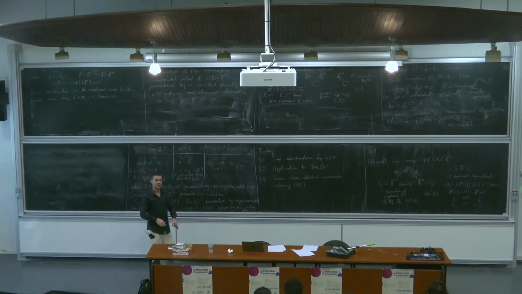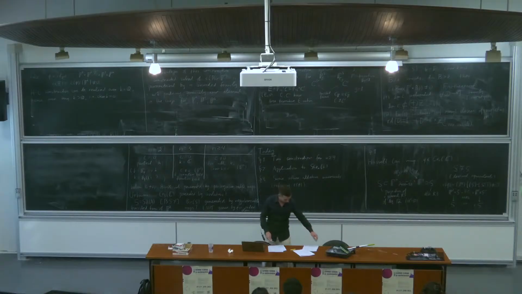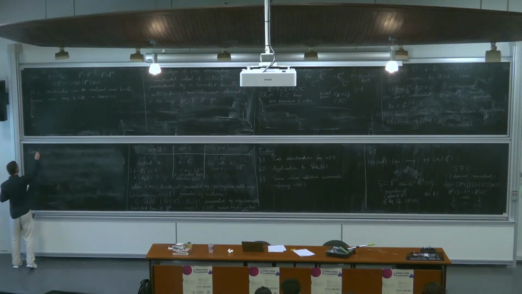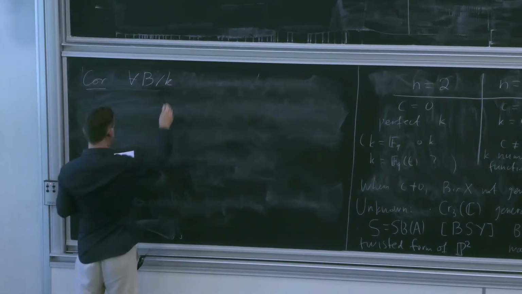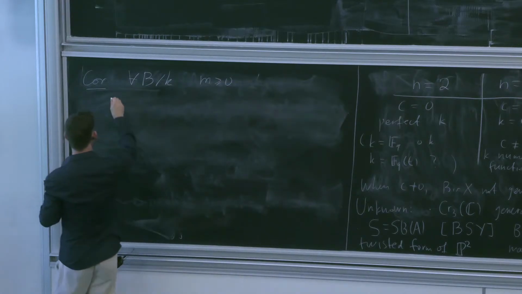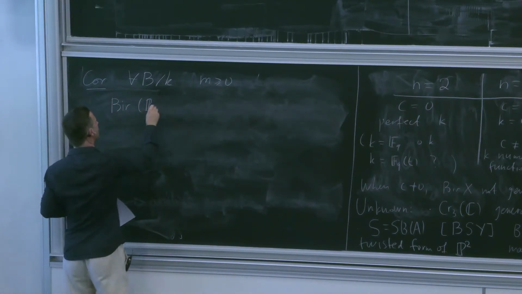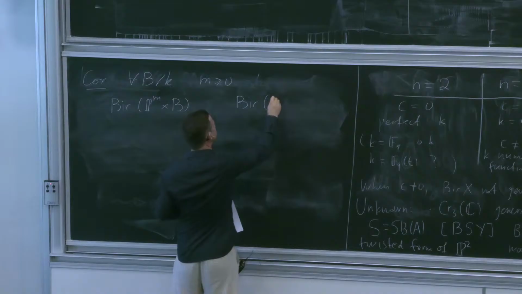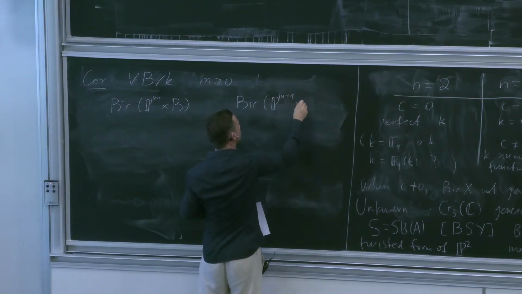I'll explain an application of the second part, which is kind of fun to think about. What's an application? It's a certain thing about Cremona groups getting larger as n increases, and there are various ways of saying this, so here is one way. The corollary of this second part is that for every B over k, and m starting from 0, we can look at Bir of P^m times B versus the next one.